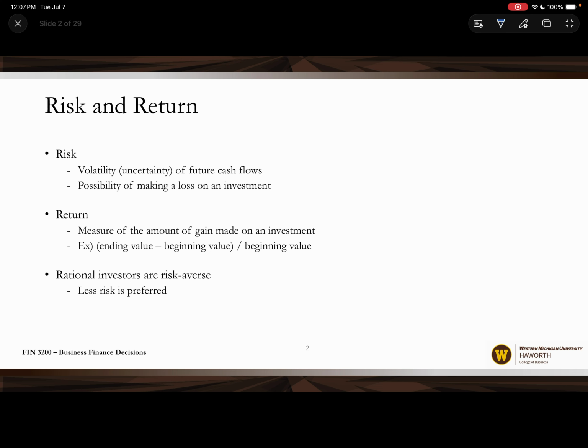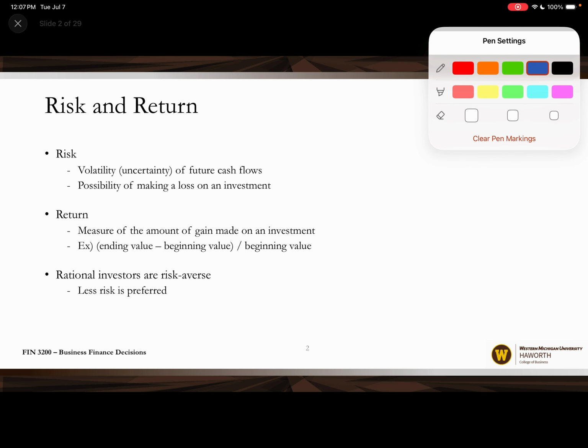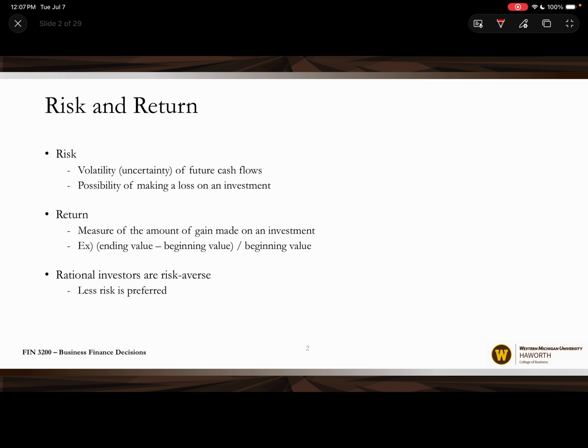Risk, as we've been talking about, just refers to the volatility or uncertainty of future cash flows. The more volatile it is, the more risky it is. In finance, we also talk about the possibility of making a loss on an investment, but we're not going to talk about this in detail in this course. So we'll just say the volatility, uncertainty. Return is pretty simple. It's a measure of the amount of gain made on an investment.